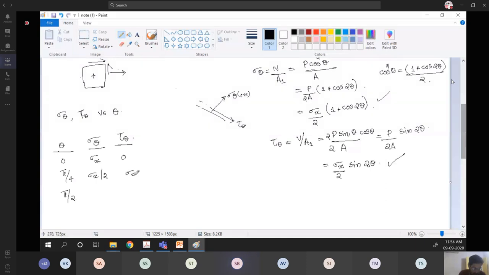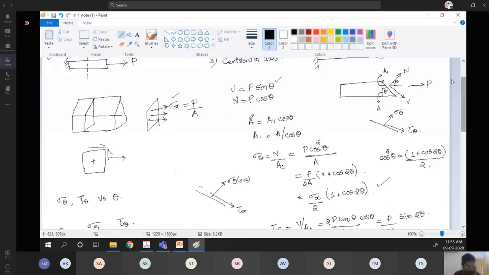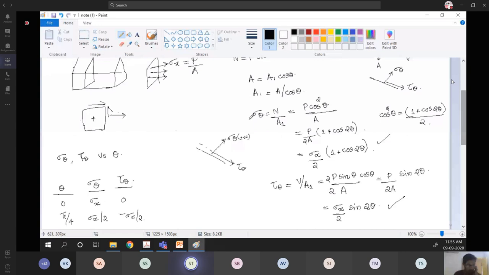Fine. But at the same time, we are assuming the sign convention here, so it will come as minus sigma x by 2. Is that fine? We are just applying the sign convention here. That's why I'm putting minus sigma x by 2. Is that okay? Does anybody have any doubt? Yes, sir. Can you please explain that again? Why is it negative?